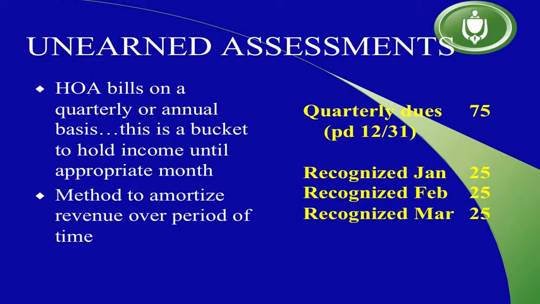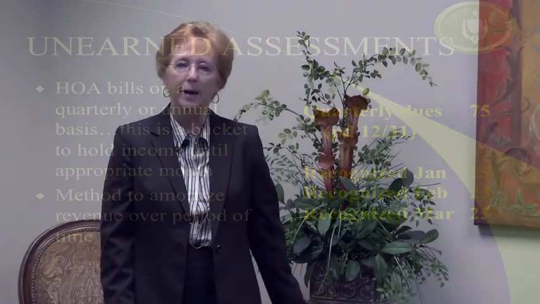So let's say that you are a quarterly assessment homeowners association. A $75 assessment is billed on January 1st. The $75 is temporarily parked in this liability account, and then it is moved over to the income statement, $25 or 1/3 of the $75, January, February, and March. That has the effect of recognizing the income in the appropriate month, and so that it is recognized equally throughout the year.